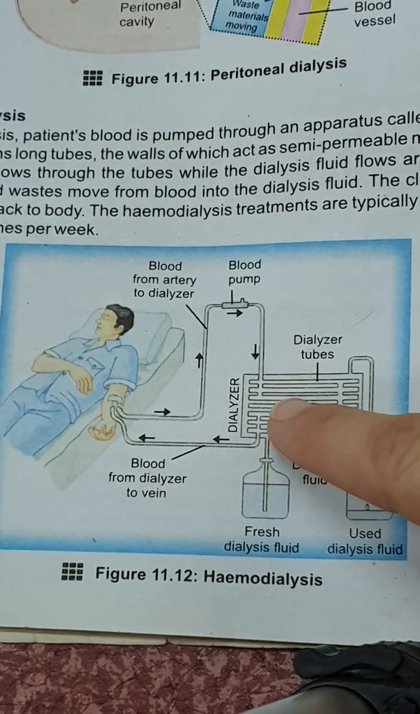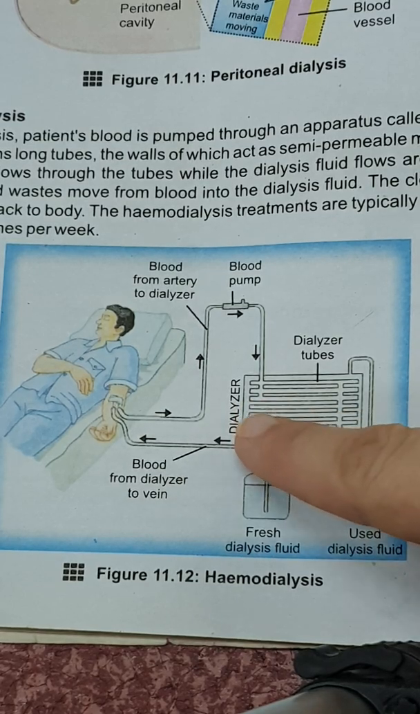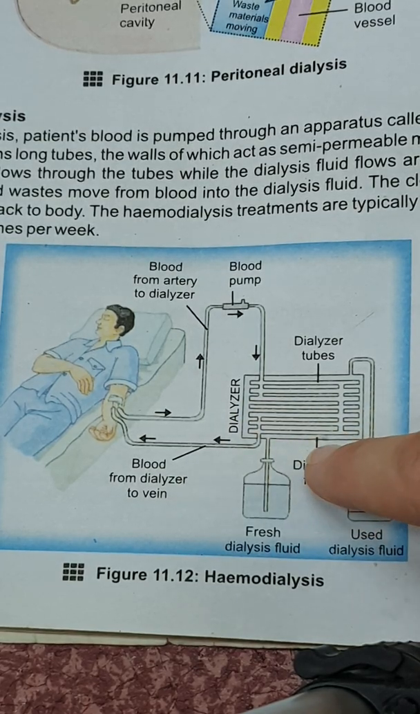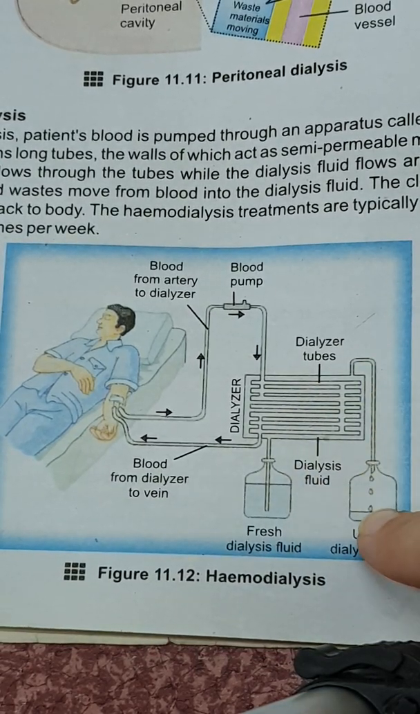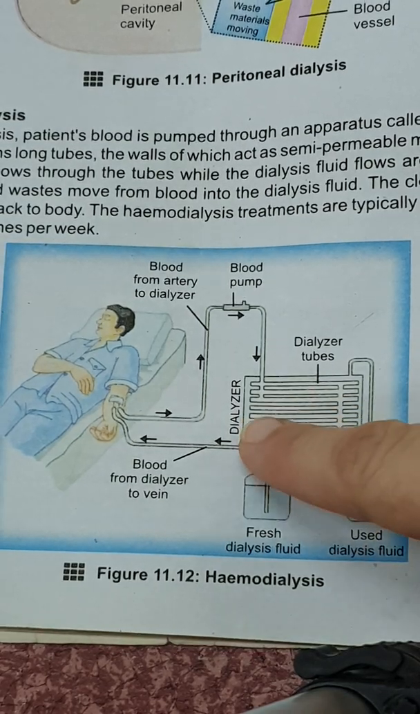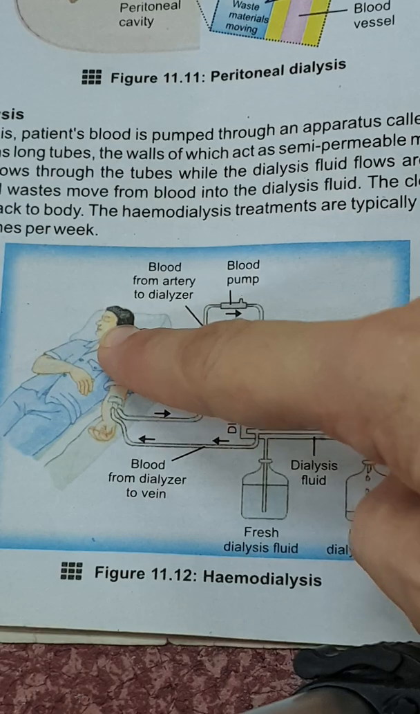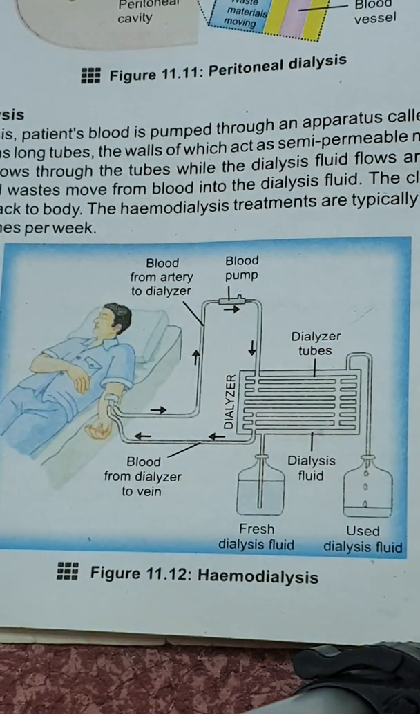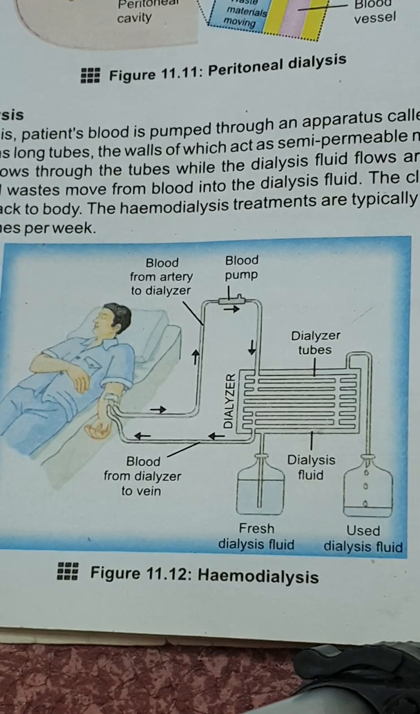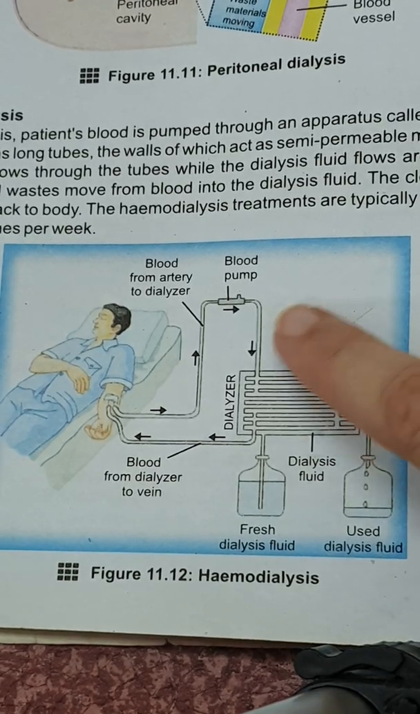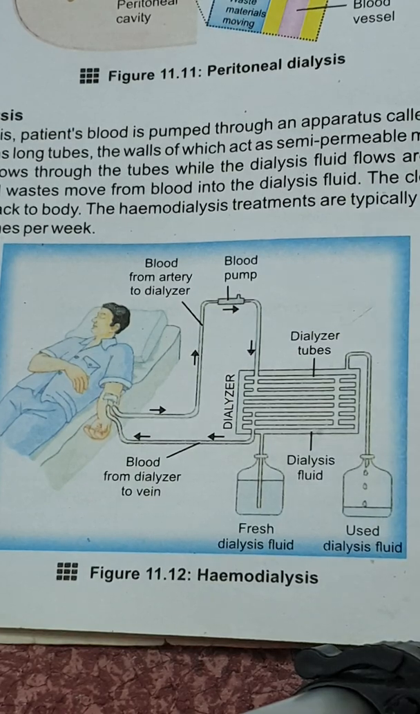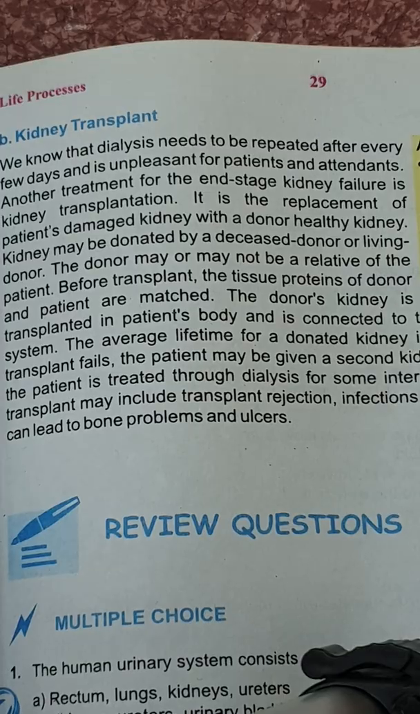Dialyzer tubes have a special membrane. When the blood moves in these tubes, it becomes filtered. Waste material comes outside on the other side, while the blood moves again inside the patient's body. In this way, the patient's blood becomes filtered with the artificial machine, which is known as the dialyzer machine. So this is another type of dialysis which is done for kidney failure.